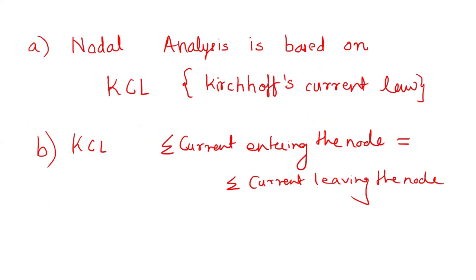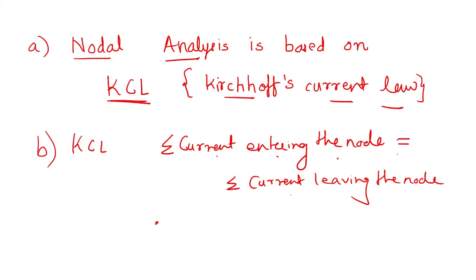There are various ways to solve a particular circuit diagram to find out the currents and voltages. Few of them we have learned, such as mesh analysis. The next one is nodal analysis. Nodal analysis is dependent upon KCL. What is KCL? Kirchhoff's current law. What does Kirchhoff's current law say? The algebraic sum of current entering the node is equal to the algebraic sum of current leaving the node.